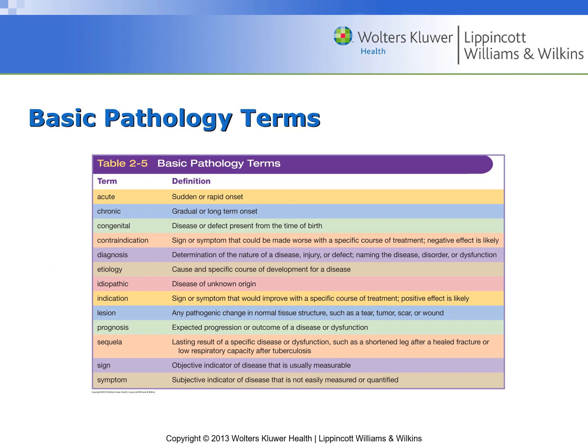Sequela is the lasting result of a specific disease or dysfunction, such as a shortened leg after a healed fracture or low respiratory capacity after tuberculosis. A sign is an objective indicator of disease that is usually measurable, and a symptom is a subjective indicator of a disease that is not easily measured or quantified.